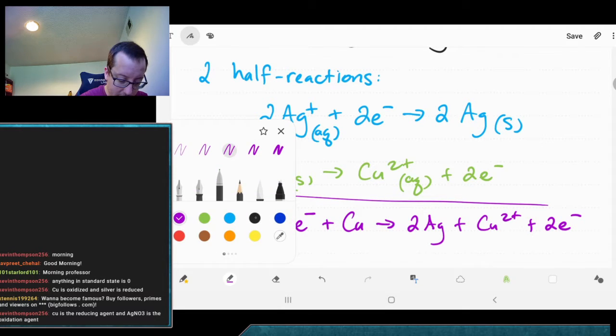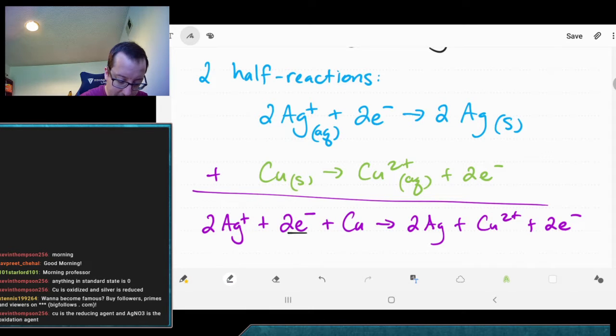So as always, we just get rid of stuff that is identical on both sides, and we end up with our net ionic equation that we had before. So we can totally do this sort of thing. We're going to see that when we look at these sorts of redox reactions, we're going to be selecting half reactions to put together. And so very often we're just going to be looking at half reactions and throwing them together.